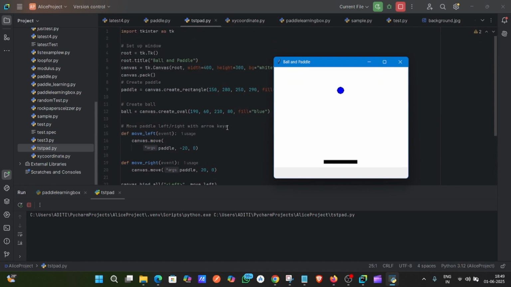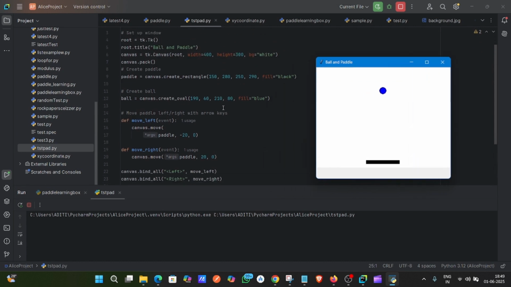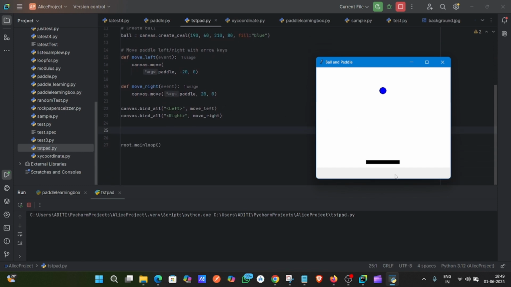So right now we are at this stage. This is our code, and currently we are in a position to move this paddle around, and the ball is stationary, and we need to move the ball. So let's concentrate on moving the ball and do further coding.